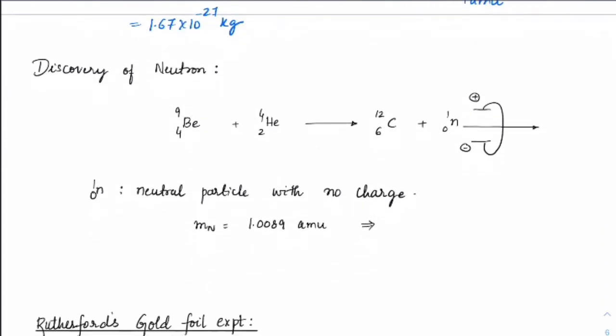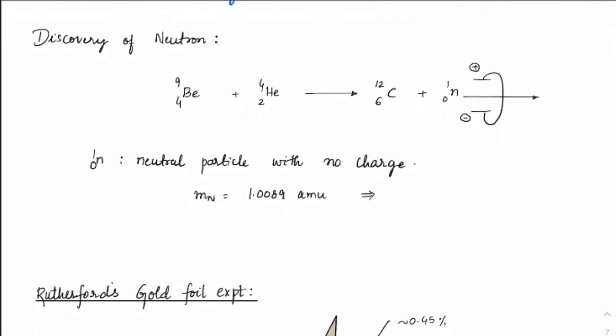The discovery of the neutron happened on the basis of bombardment of a beryllium nucleus with helium, which is alpha rays.